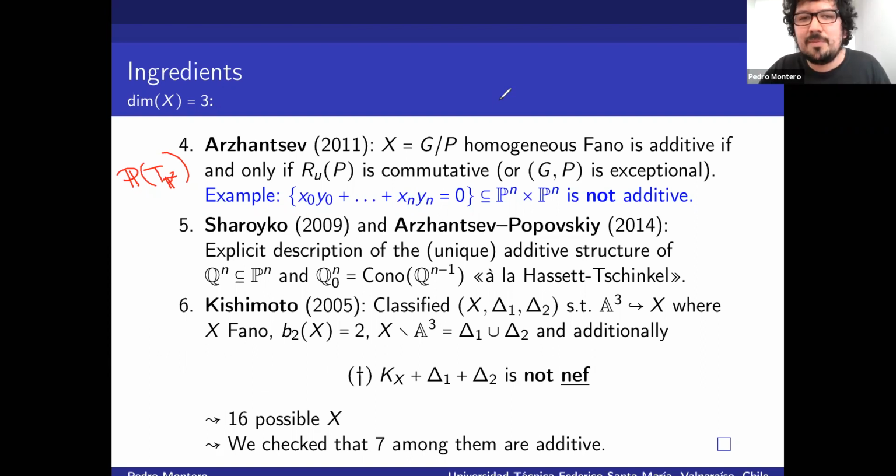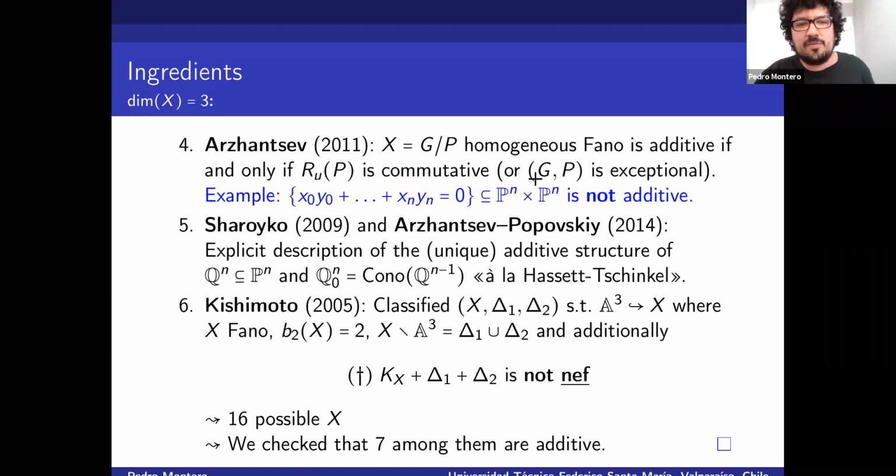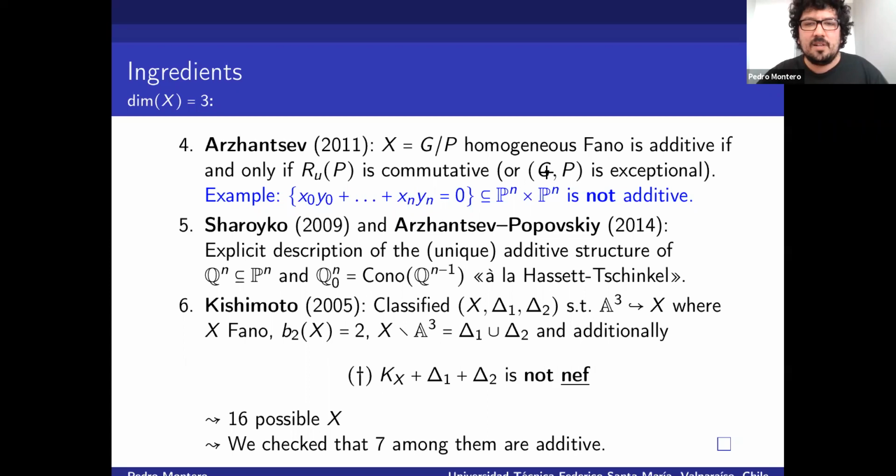And there is a nice result by Ivan Arzhantsev again, which tells you how to recognize additive Fano varieties among these homogeneous varieties. You have to look at the unipotent radical of this parabolic group, and it has to be commutative. Or this pair has to be exceptional. For instance, in that way, you can check by hand, by looking at matrices, that your variety is not additive.